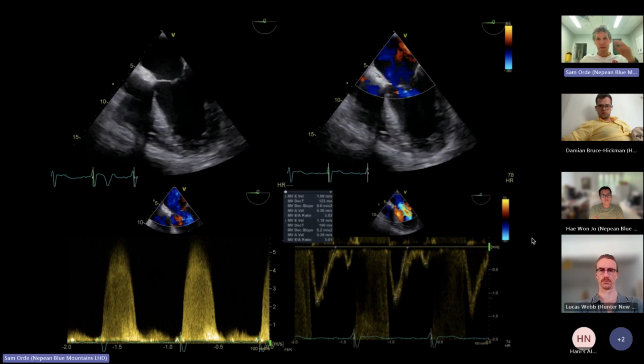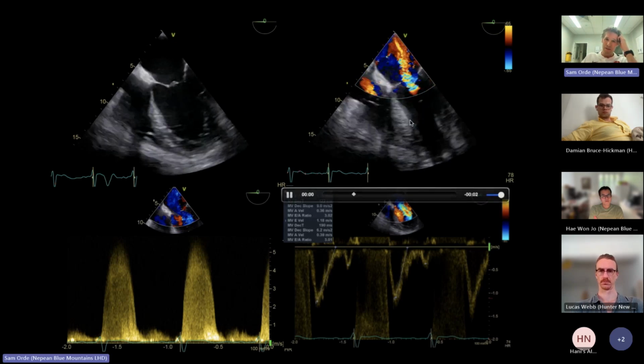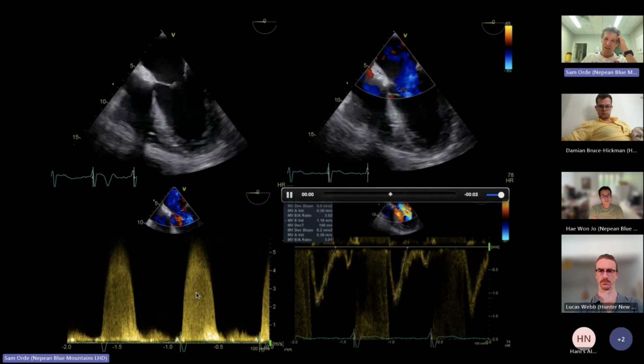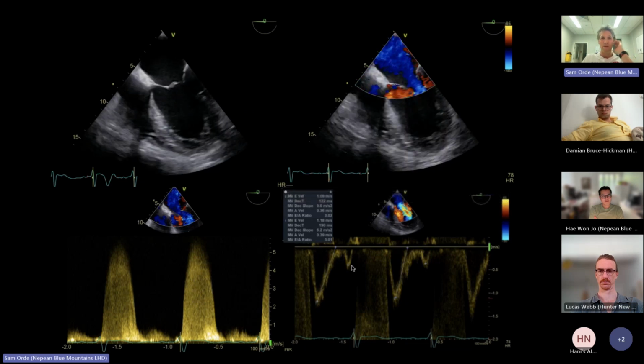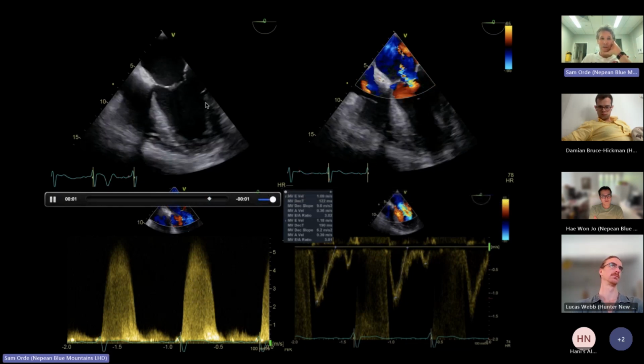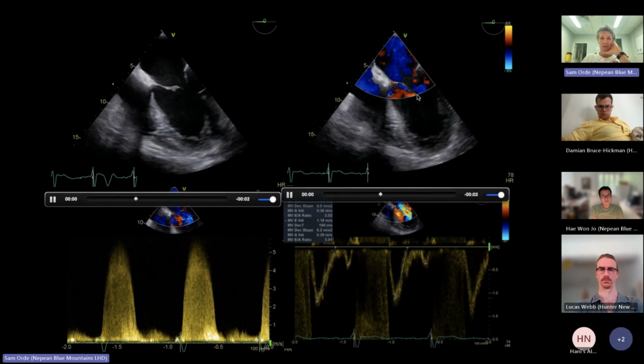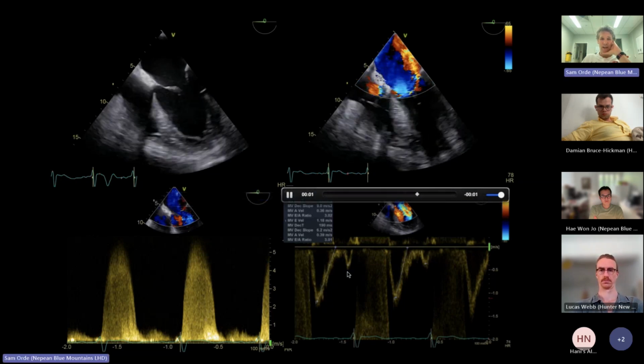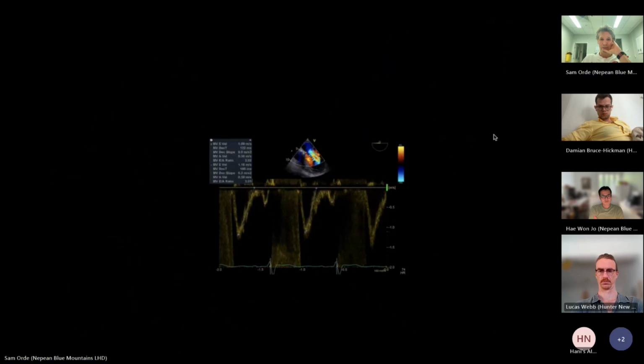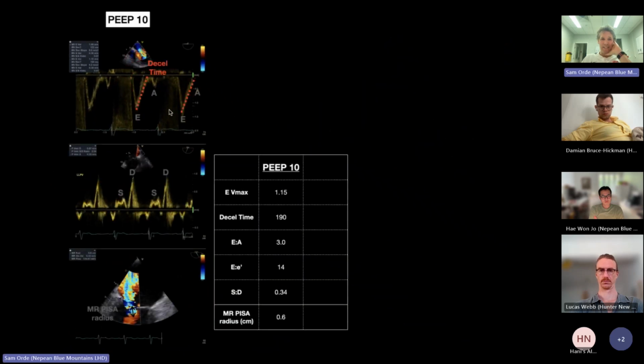So what we can do is have a look at him with transesophageal echo. What we can see here is significant mitral regurg, and we've got this massive E to A ratio. All right, so LV function's okay, MR's significant, and we've got this raised E to A ratio. The decel time is 190. We've got an E to A ratio of 3, E to E prime of 14, systolic blunting, and a good sized PISA radius suggesting we're at least moderate.